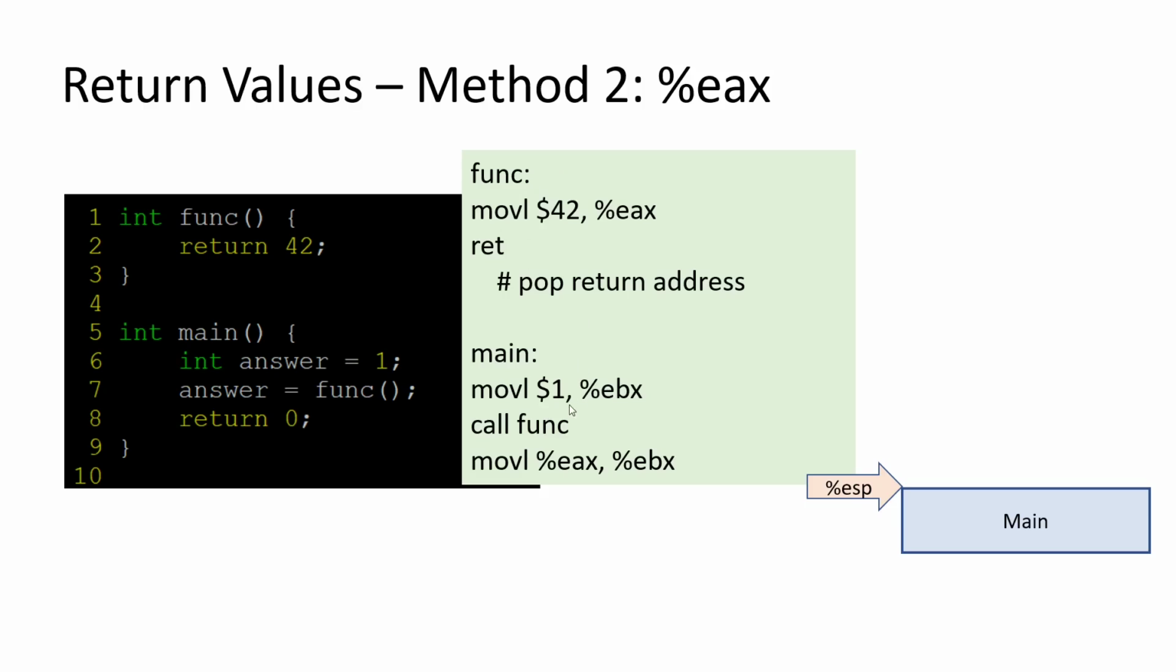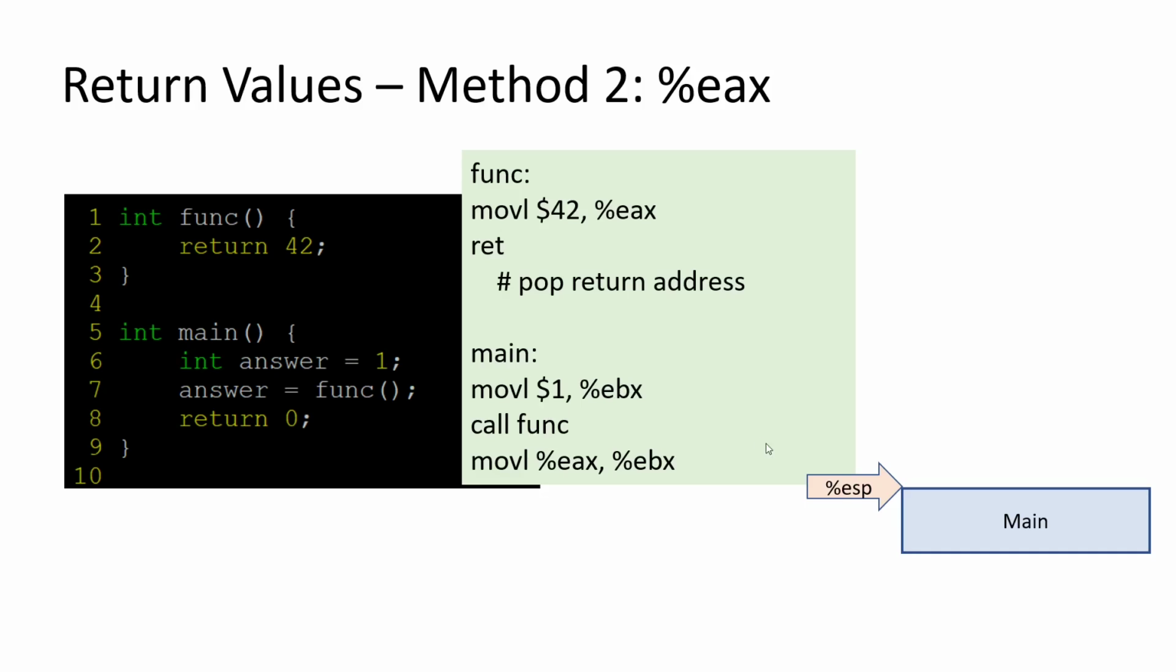So first, let's start here in main. I'm going to move 1 into a register. I switched to EBX because EAX is going to be the return register. It's going to get overwritten. It's not going to be preserved. So as soon as I call the function, EAX will get overwritten. My 1 will be gone. So I'm going to use EBX now for my answer. So answer is now in EBX.